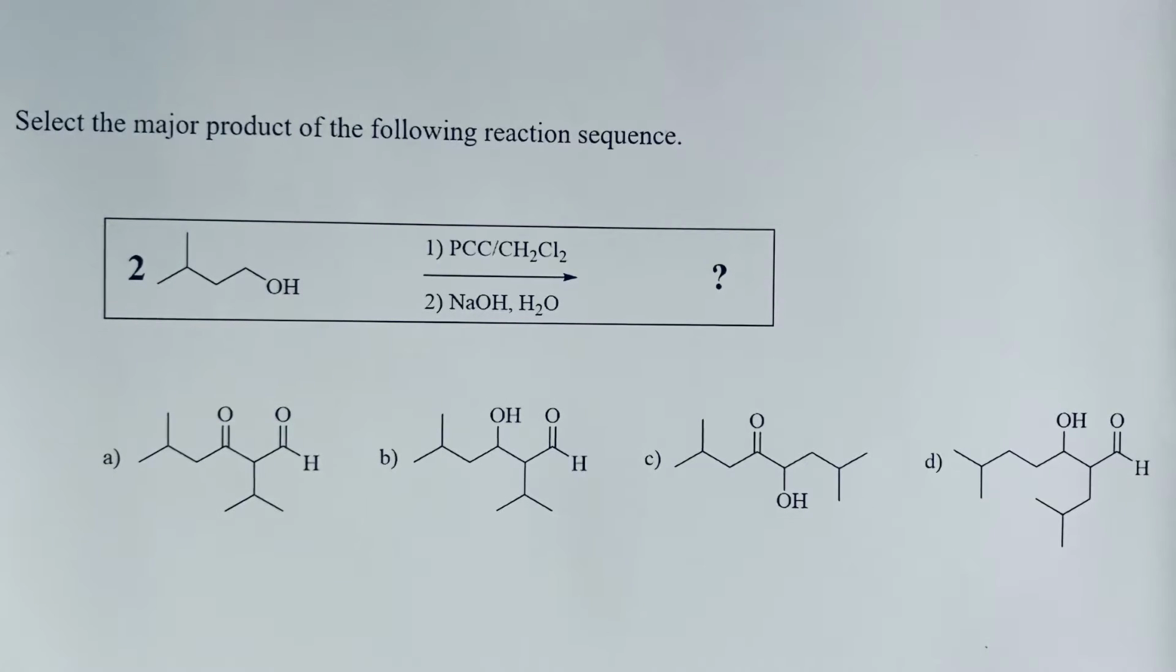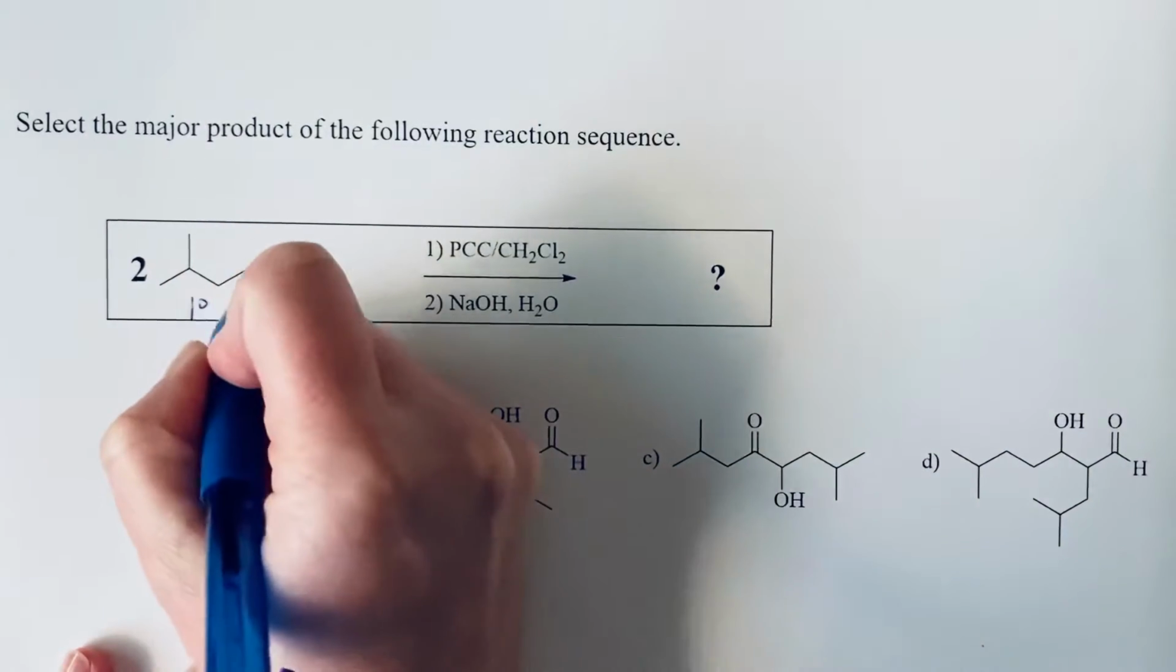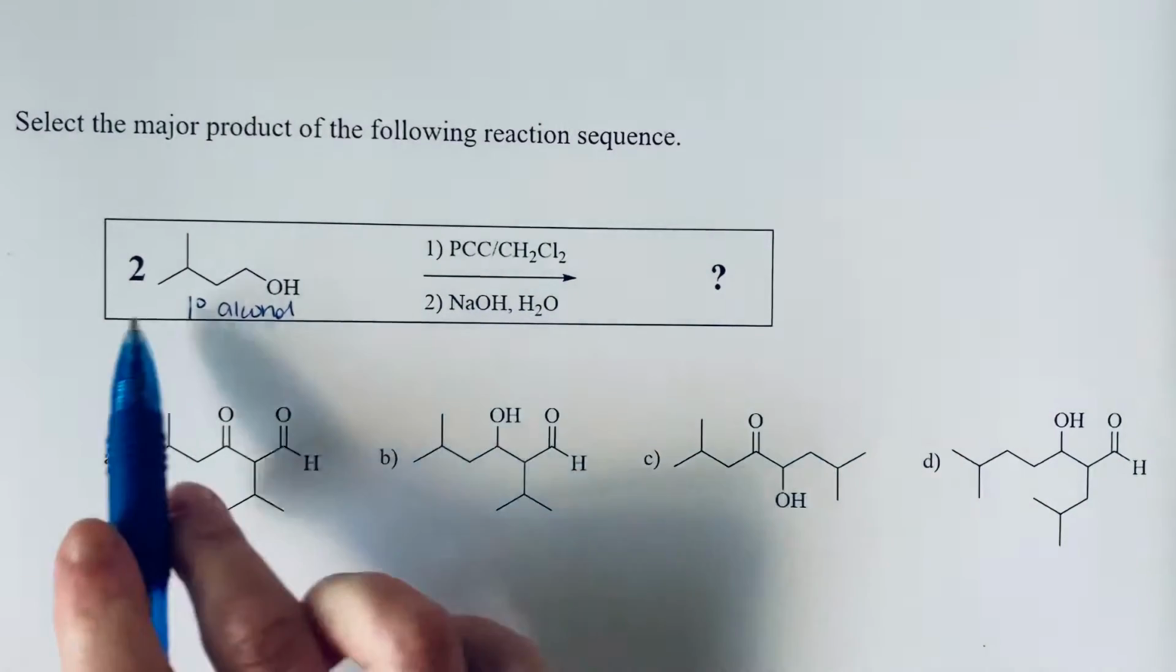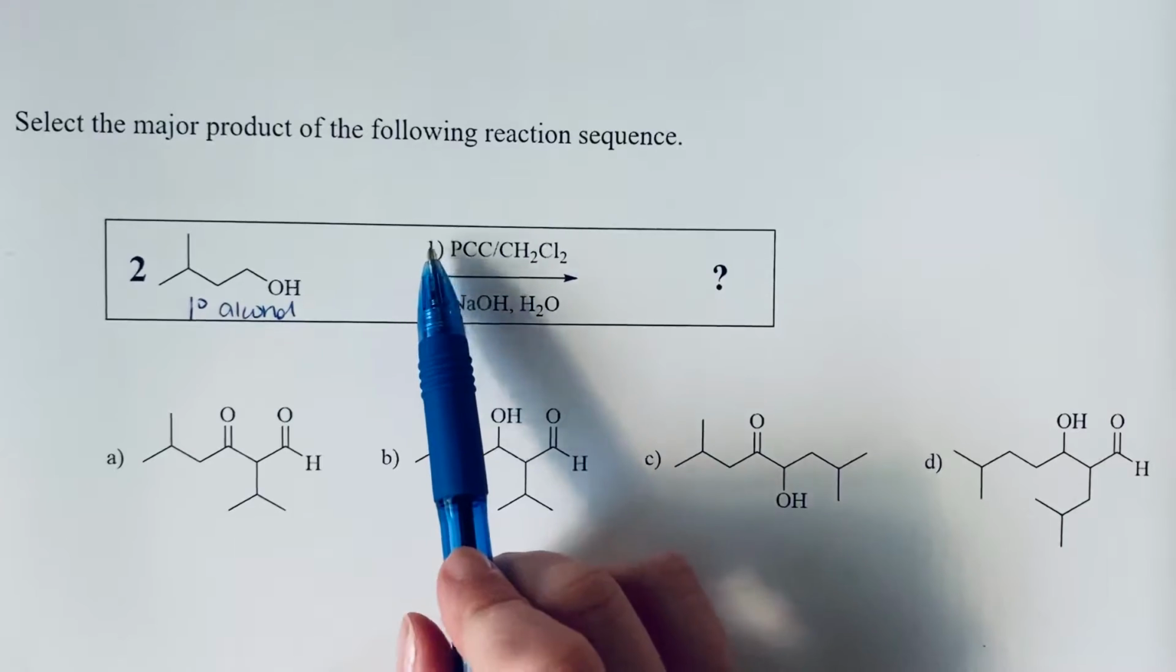Select the major product of the following reaction sequence. So we see that we are starting with a primary alcohol, and we're being told that we're using 2 equivalents of that. That's not strictly necessary to come up with a product in this synthesis, but it is a good hint to let us know that we're bringing 2 of these molecules together. So we're taking this through a 2-step process.